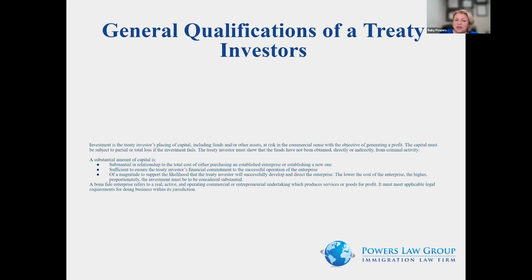Continuing on the substantial, of a magnitude to support the likelihood that the treaty investor will successfully develop and direct the enterprise. So it's important to note that the lower the cost of the enterprise, the higher proportionally the investment must be to be considered substantial. So, for example, if it's a 40,000 investment to buy the business, you would want to have the full 40,000. Now, in many cases, 40,000 is too low.